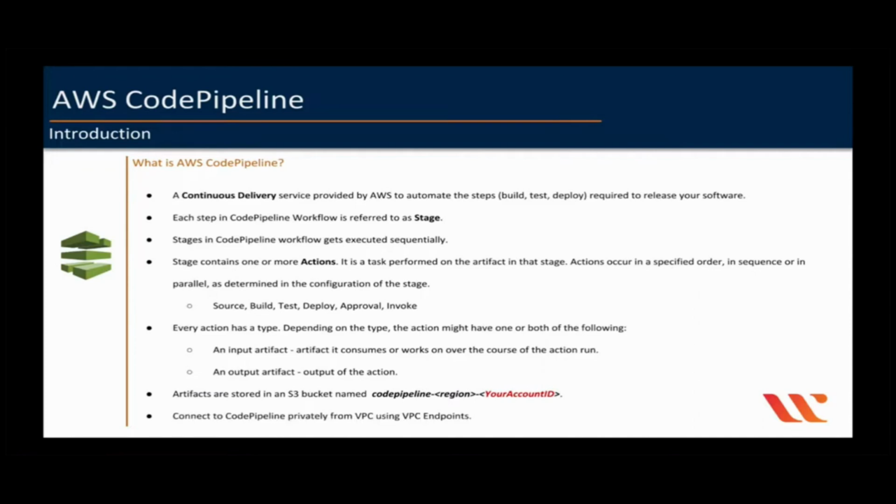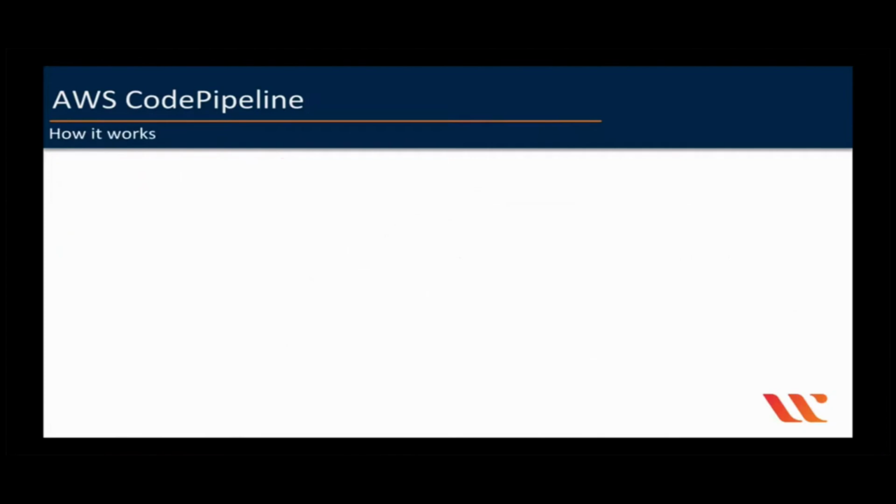And then you can connect directly to AWS CodePipeline through a private endpoint in your VPC, keeping all traffic inside your VPC and the AWS network. All right, let's see how this works.